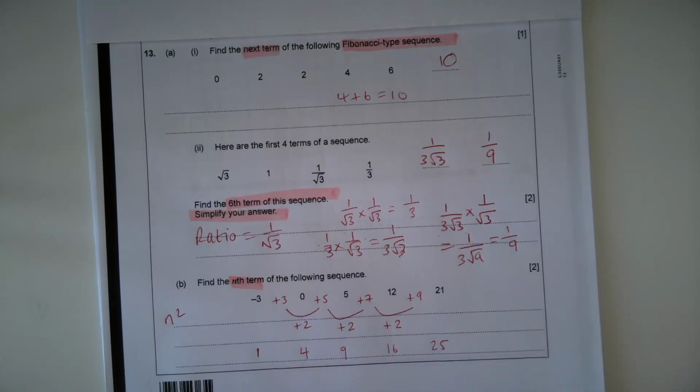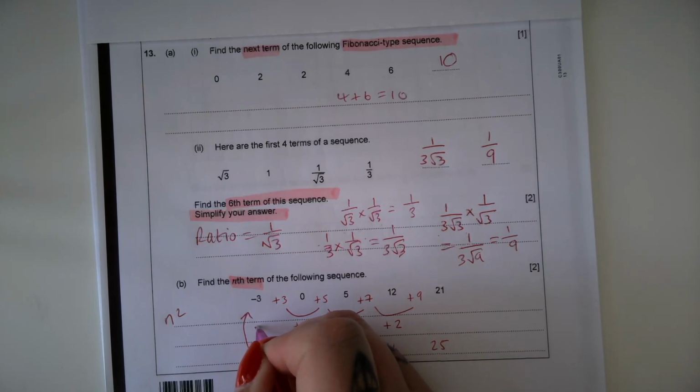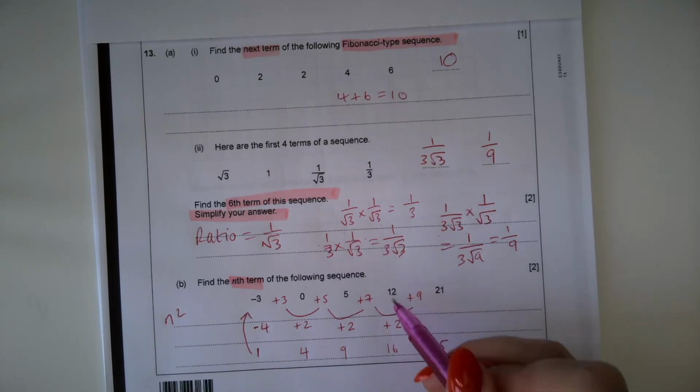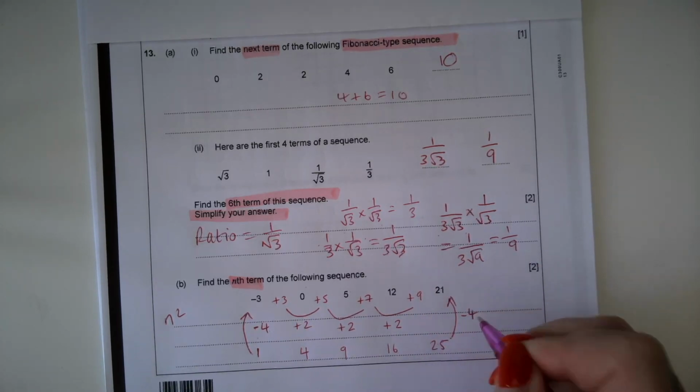Now I'm going to see what's happened to get from the square numbers sequence to the original sequence. So what do I need to do to make this into this? Well, to get from 1 to -3, we've subtracted 4. To get from 4 to 0, we've subtracted 4. From 9 to 5, we've subtracted 4. 16 to 12, we've subtracted 4, and 25 to 21, we've subtracted 4.